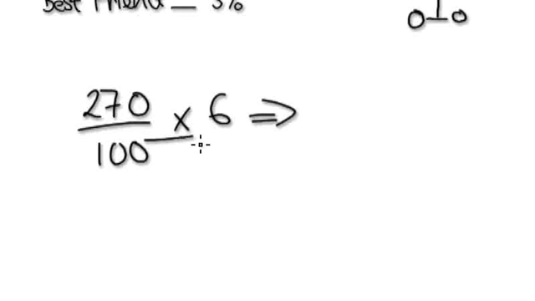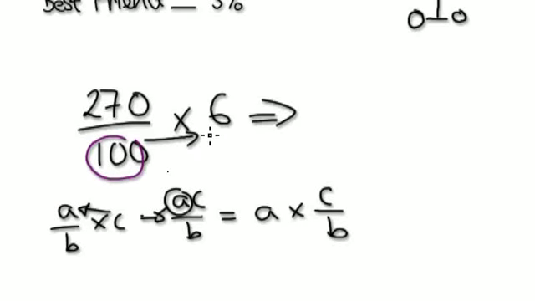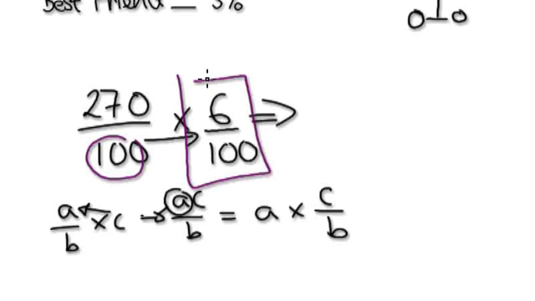Do this. Move the 10 across here, because remember, A over B times C. When you times a fraction, it goes to the top, so it becomes AC over B. Now move this A out, so it's actually A times C over B. So what I'm trying to say is, move this 100 across here, so it's like 6 divided by 100. Work this out inside your head. 6 divided by 100 is 0.6, and then you just times 270.